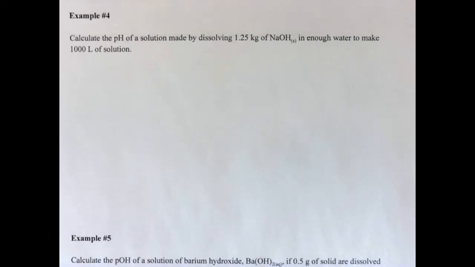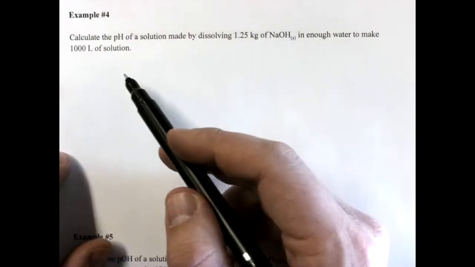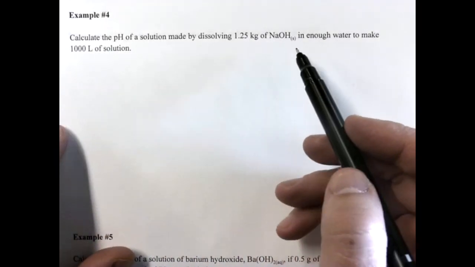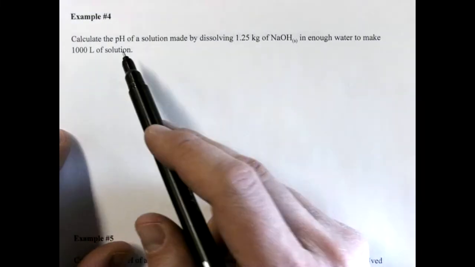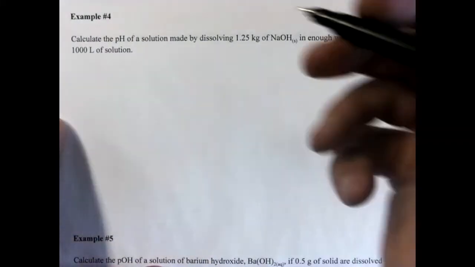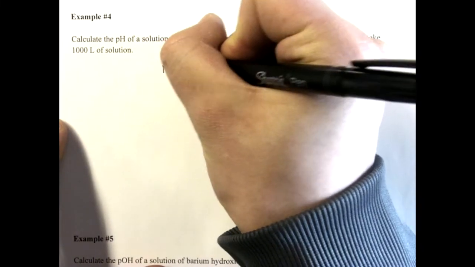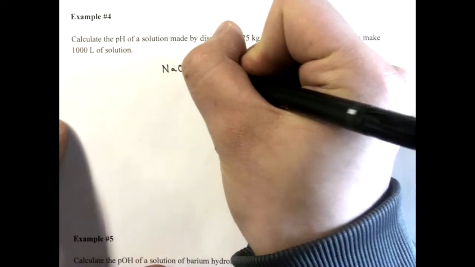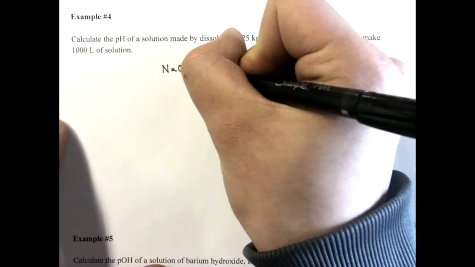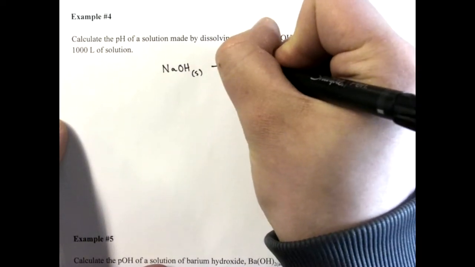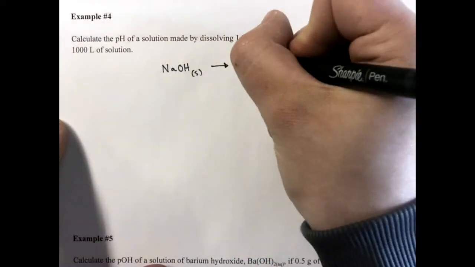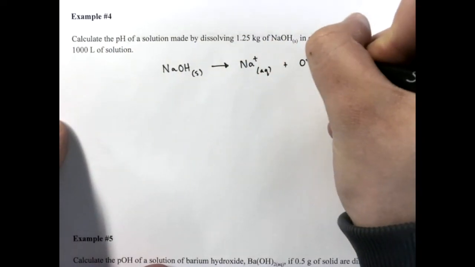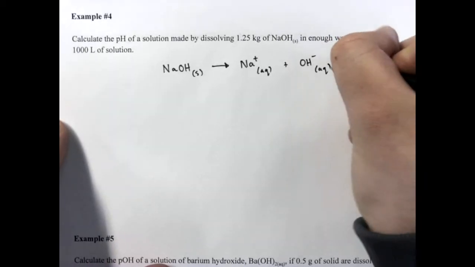Otherwise, let's dive in. Example 4 says, calculate the pH of a solution made by dissolving 1.25 kilograms of sodium hydroxide in enough water to make 1,000 liters of solution. So I'm going to start off by writing the dissociation equation for sodium hydroxide. Sodium hydroxide is a strong base, so it completely dissociates into sodium ions and hydroxide ions.